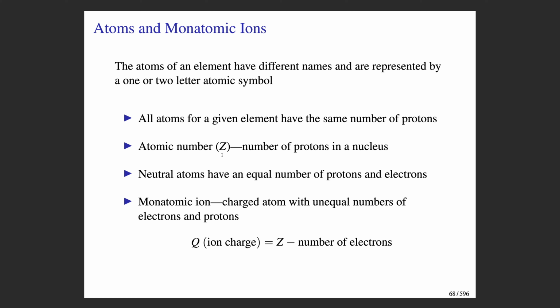If you don't have an equal number of protons and electrons, you will have what is called an ion. Okay, and so an ion is an atom that has an electric charge. It has an electric charge because it has an unequal number of electrons and protons. And you can calculate the ion charge by taking the atomic number for that atom and subtracting off the number of electrons in the ion. Sometimes you get a positive number, sometimes you get a negative number.